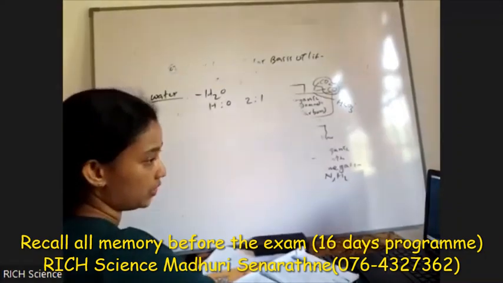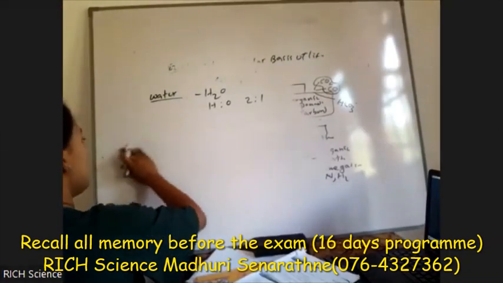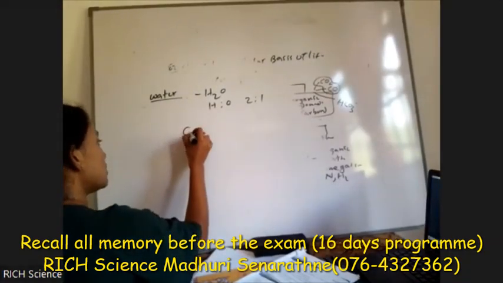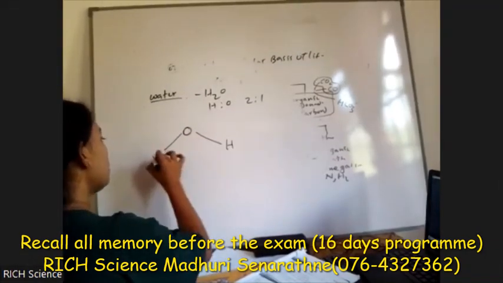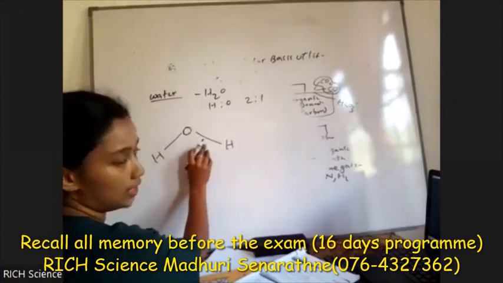Okay, the H2O ratio is 2 to 1. And what about the chemical structure? Oxygen is the central atom. Two hydrogen atoms are bound to the central oxygen by single bonds.